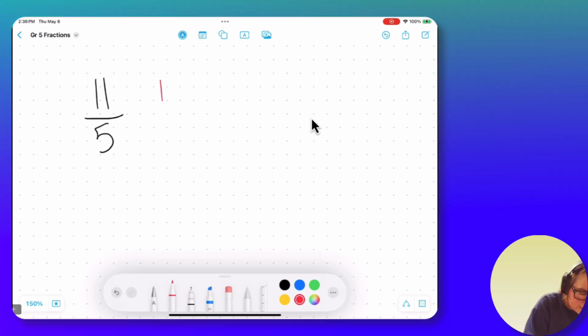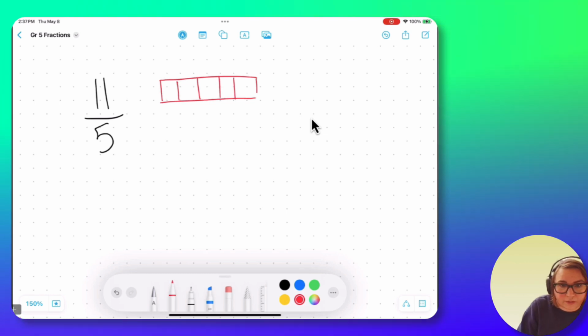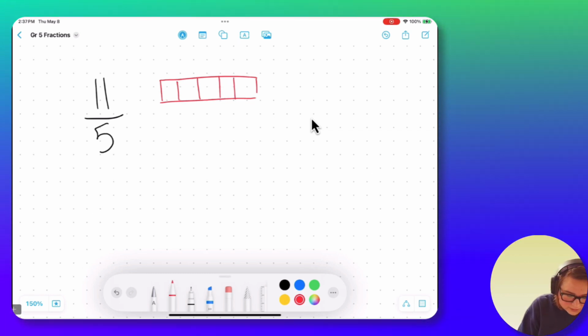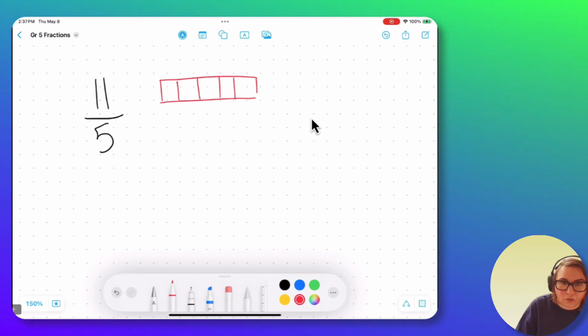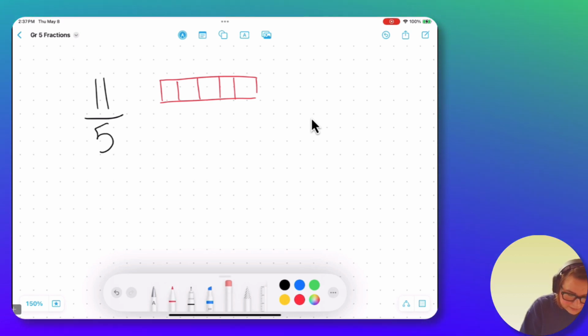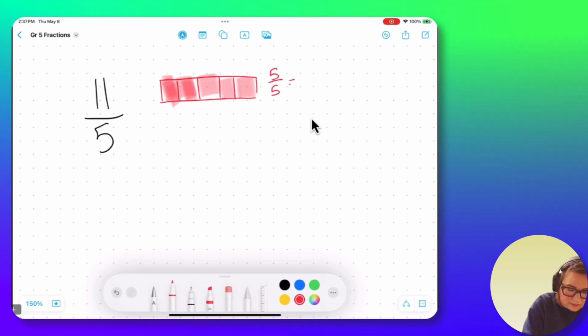So if I have, say, a chocolate bar that's split into fifths, this is one way to represent it. There's lots of ways. How many wholes do I have with 11? Well, if I count these out, right, I have, let's highlight here, 1/5, 2/5, 3/5, 4/5, 5/5. So I'm up to 5/5. That's one whole. Can I keep going?